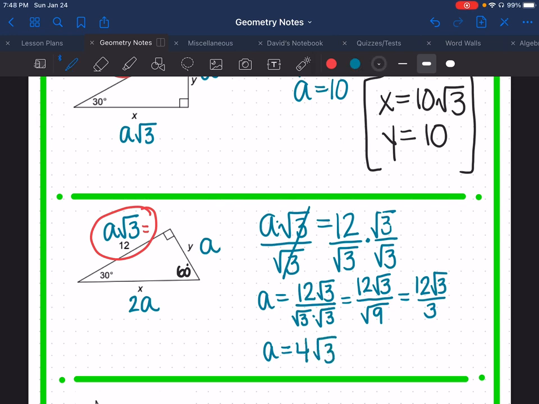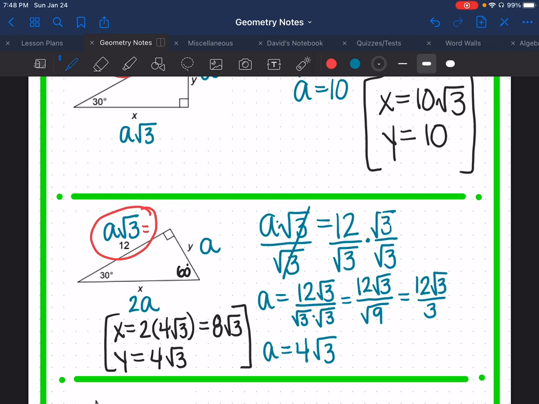And now I can go ahead and find my x and my y. My x is going to be 2 times 4 square roots of 3. I can multiply the 2 times the 4, but I cannot multiply them times the 3 because the 3 is underneath the square root. So I'm going to say 8 square roots of 3. And for y, it's simply just my a value, 4 square roots of 3. Wow, that's probably the toughest one.